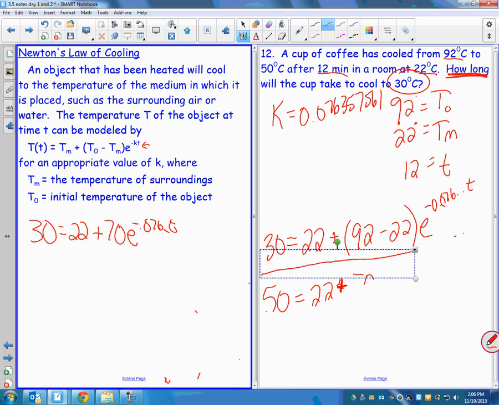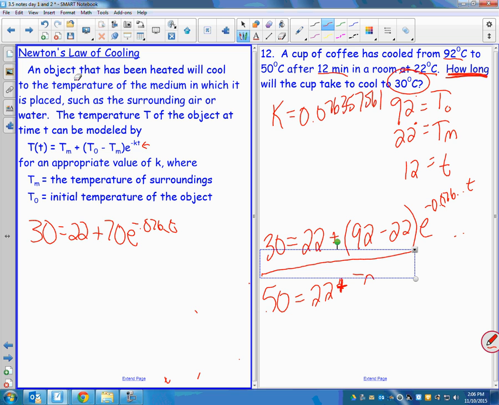I'll put dot, dot, dot. You can do a lot of this straight on your calculator. You don't have to show me every step. We're going to subtract 22. We're going to divide by 70. We're going to ln both sides. Then we're going to divide by that decimal.